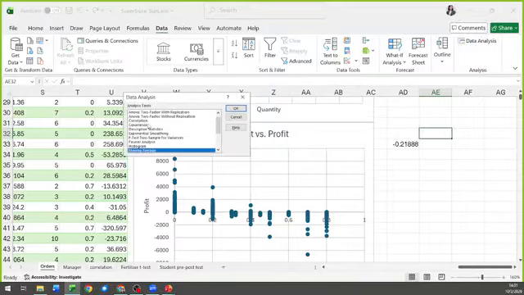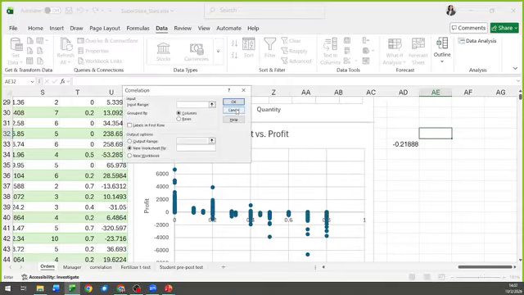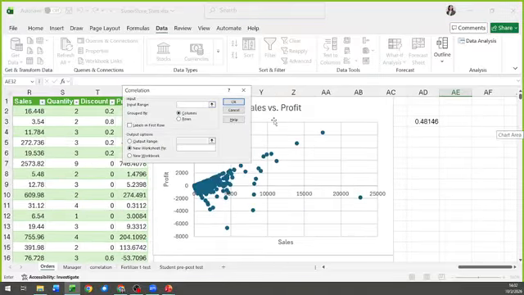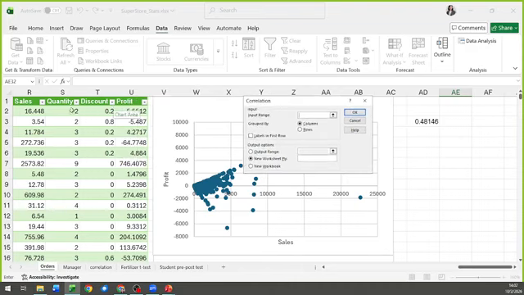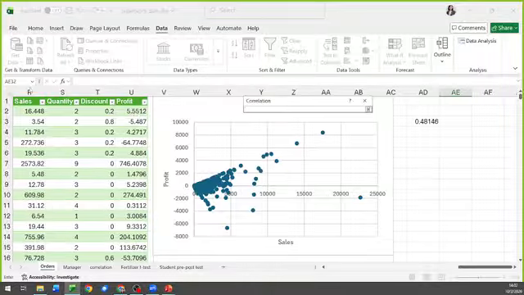Okay, and then choose correlation, and then okay, and then input range. So you have 4 numerical attributes, which are sales, quantity, discount, profit. We can do all 4 together at once.